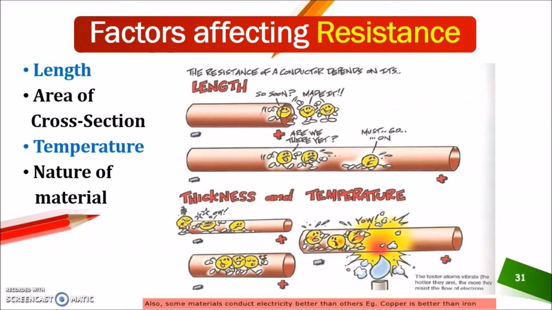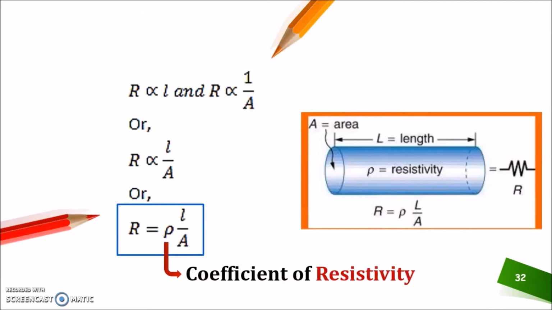Okay, so now with the help of these factors we can derive a relationship between resistance and resistivity. As we know that resistance is directly proportional to length of the conductor and resistance is inversely proportional to the area of cross section. So if we combine these two equations, we will get R is directly proportional to L by A.